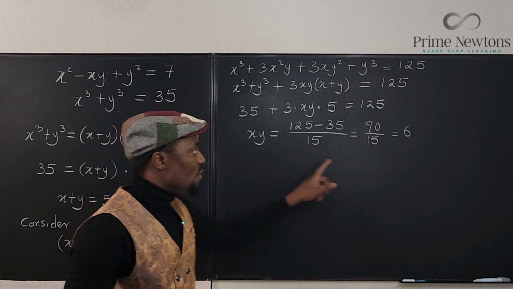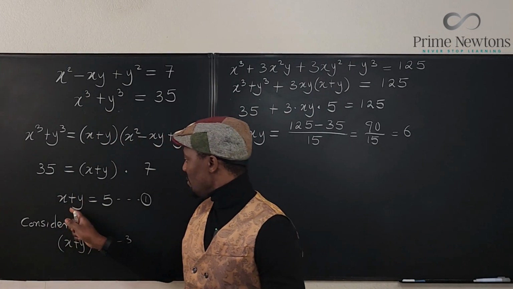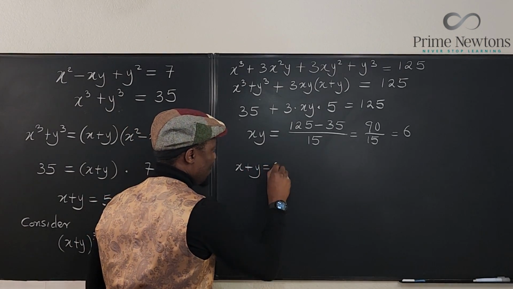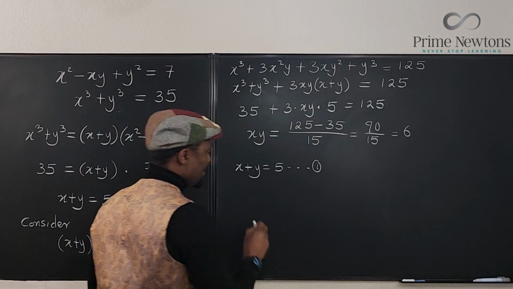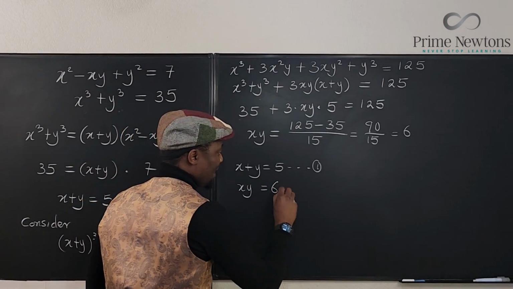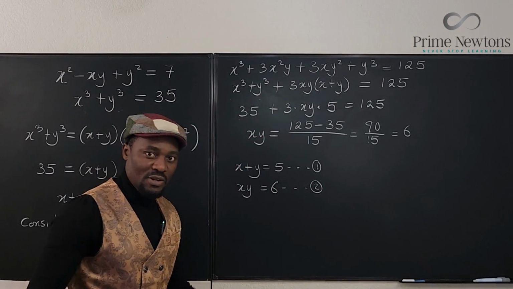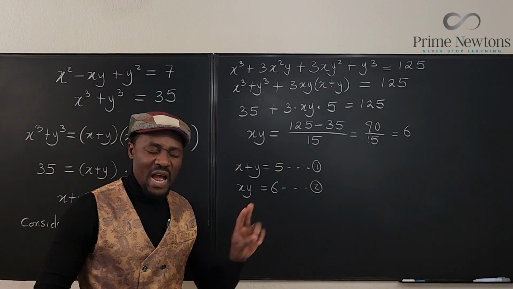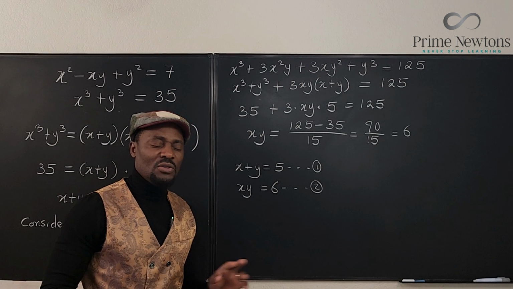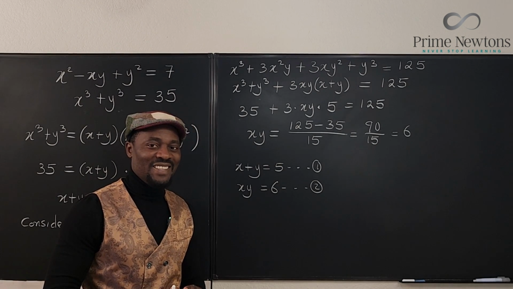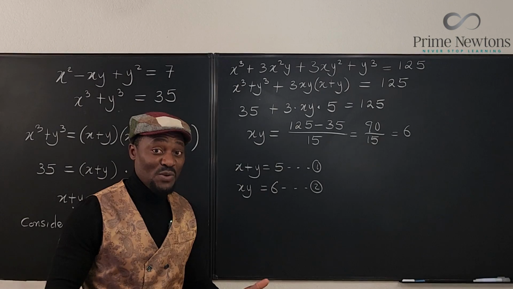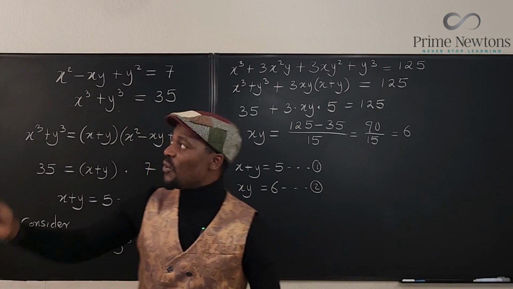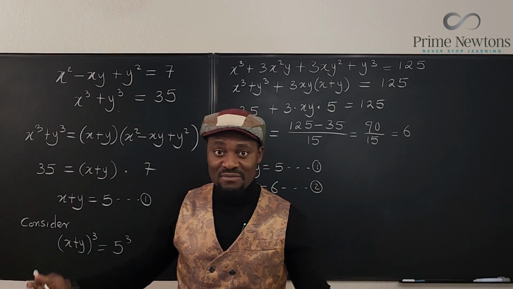So xy equals 6, x plus y equals 5. So watch this. x plus y equals 5, equation 1. xy equals 6, equation 2. So even mentally, you can know the answer to this. Think of two numbers. If you add them together, you get 5. If you multiply them together, you get 6. The numbers are 2 and 3, or 3 and 2. You just switch it. You always have that happen whenever you deal with symmetric equations.